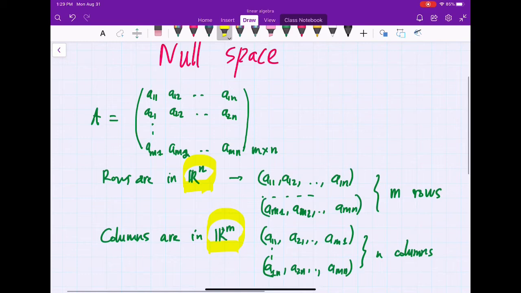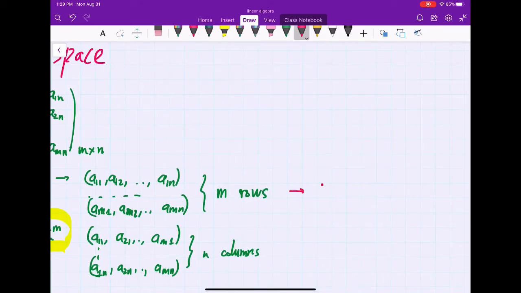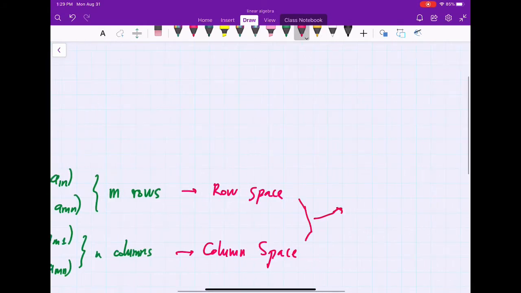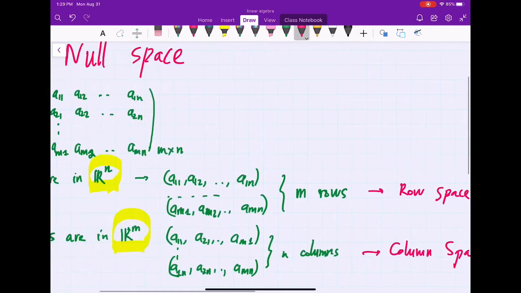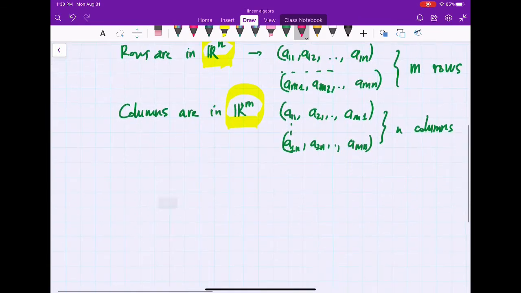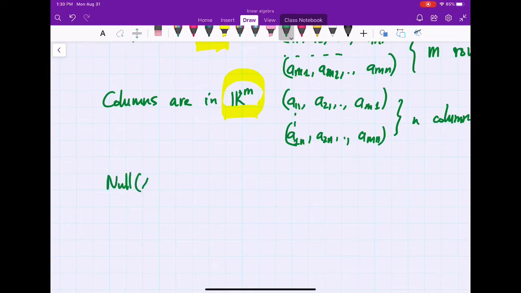We know subspaces generated by vectors. In this case, it has some meaning to study subspaces generated by rows and columns, and they are called row space and column space. And of course, we are interested in bases and dimensions of row or column spaces. And the null space is the following space. The null space is all x such that Ax equals 0.